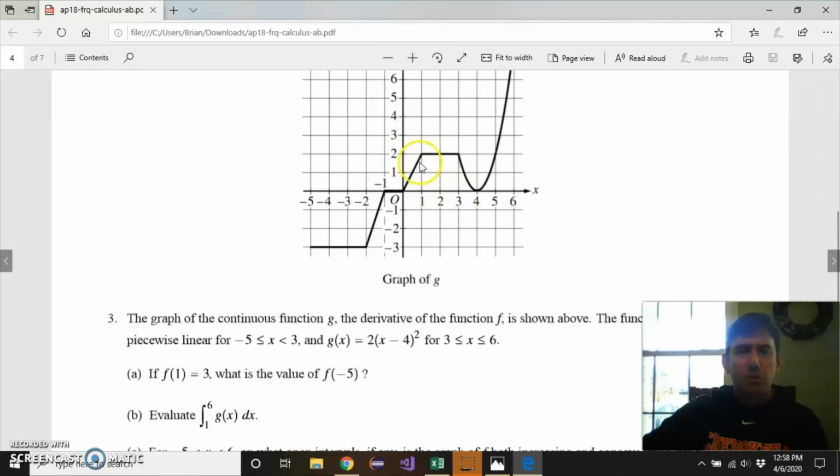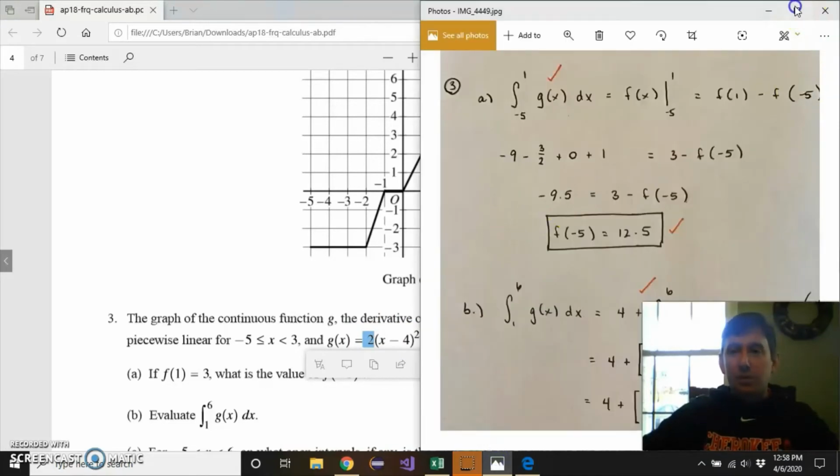That's just 4, right? That's just going to be a 2 by 2 square. And then from 3 to 6, I'm going to have to actually integrate this. There's no way to do this much of it geometrically. I'm going to have to do some actual calculus. So that is what we are doing here.